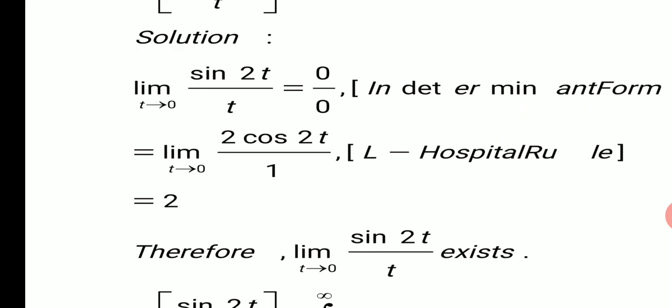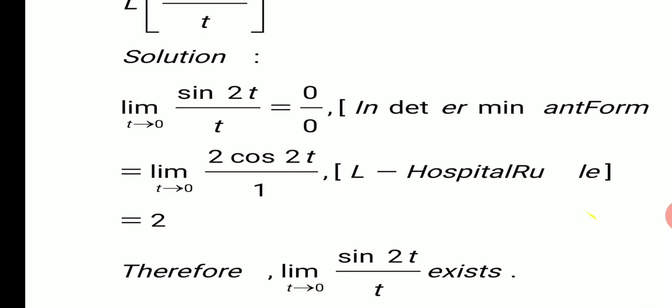Directly substituting t tends to 0, sin 0 we already know is 0. The denominator, as t tends to 0, is also 0. This is an indeterminate form. If it is an indeterminate form, we use L'Hospital's rule, the famous rule. It holds good only for limits. Okay, note the L'Hospital rule.